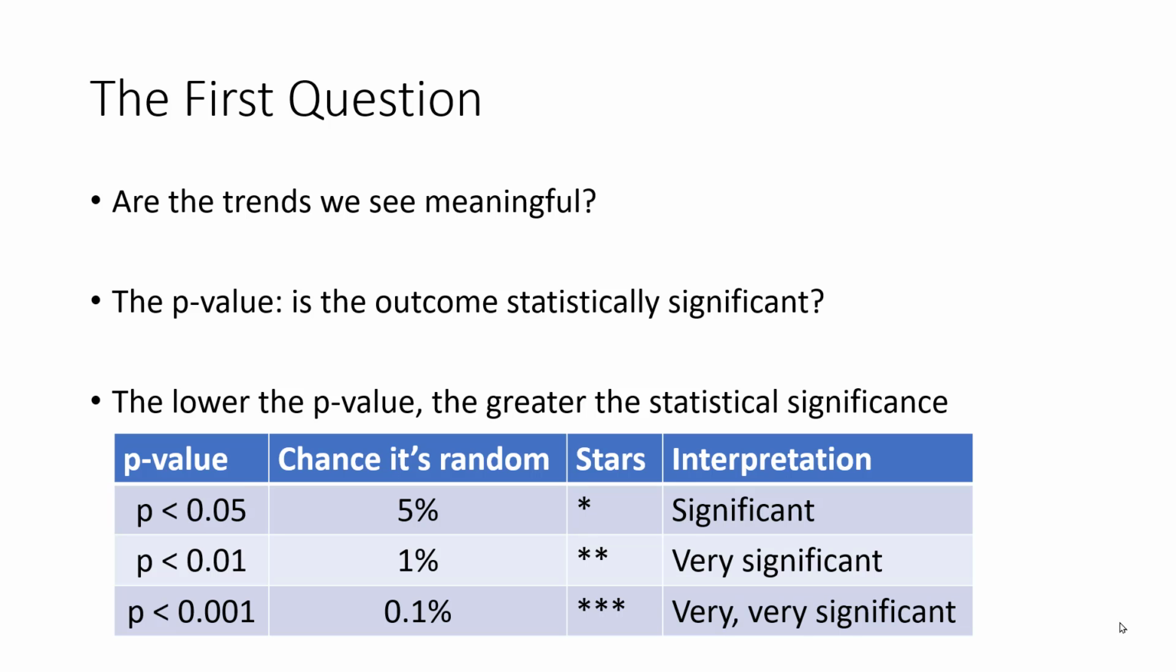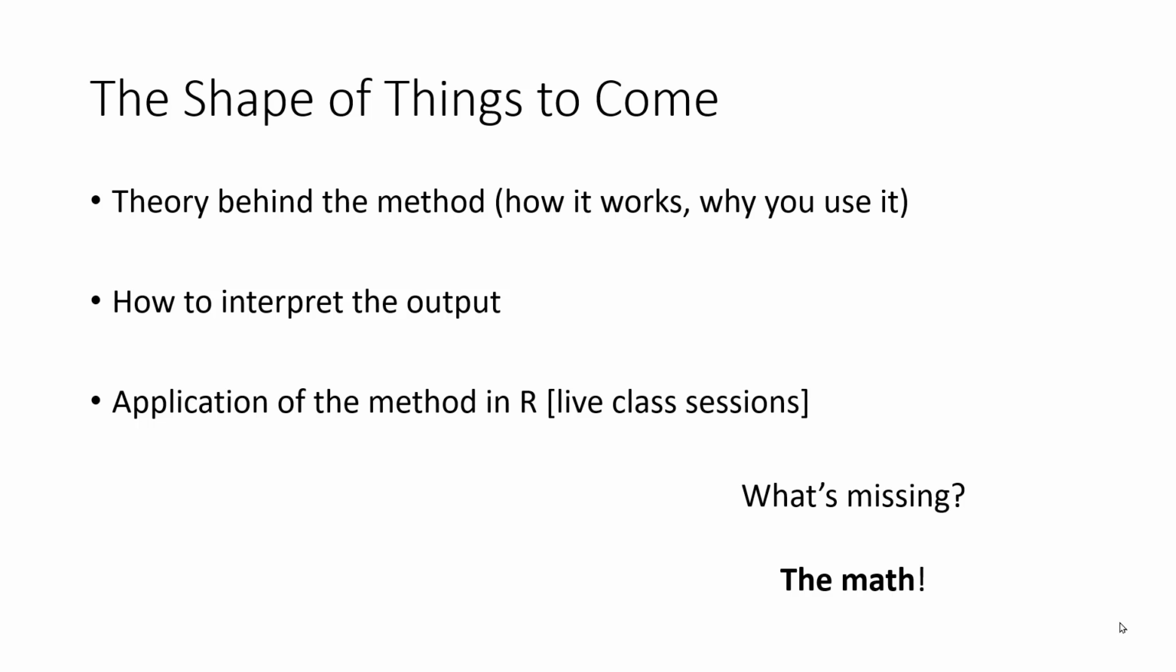Since the p-value applies to nearly every technique we'll discuss and is interpreted in the same way, it makes sense to start with that, both in teaching this unit and in interpreting any test you do. The rest of the videos in this unit for the next few weeks are going to follow this pattern. We'll talk about the theory behind the method, we'll talk about how to interpret the output, and then I'll talk briefly about how to apply this method in R, but a lot of that will probably come in live class sessions where we can talk through some of the particularities of the code we're using.